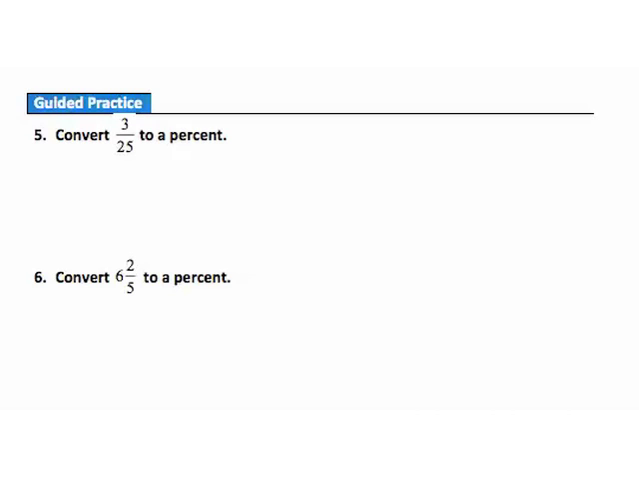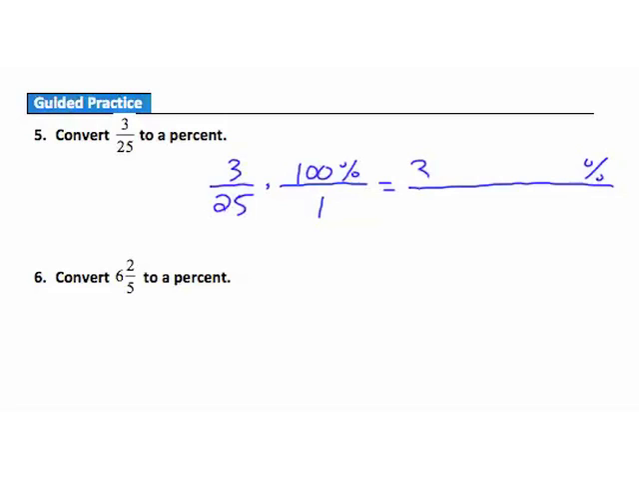Question 5. Convert 3/25 to a percent. Well, we'll start with 3/25. We want to introduce the percent symbol, so we're going to multiply by 100% over 1. Let's factor this out. Percent symbol is going to stay in the numerator. 100, I'm thinking 4 times 25. There's 4. There's 25. In the denominator, 25 is 5 times 5 times 1. Looks like common factors of 5 and another common factor of 5.